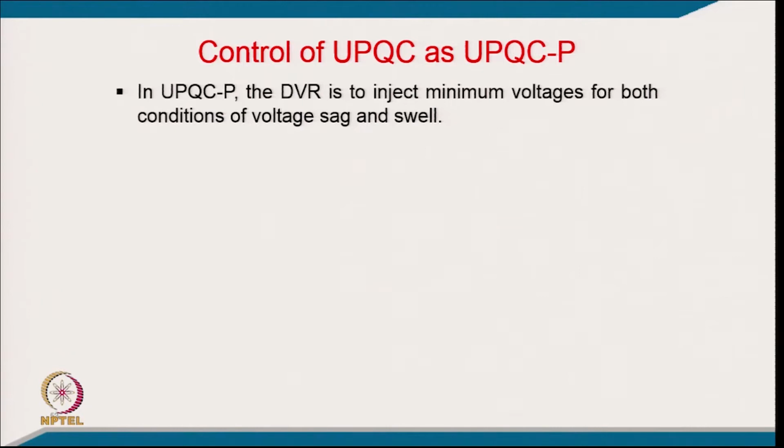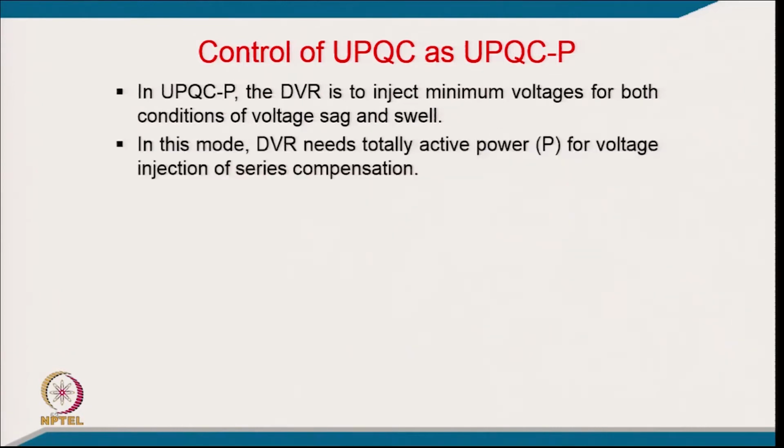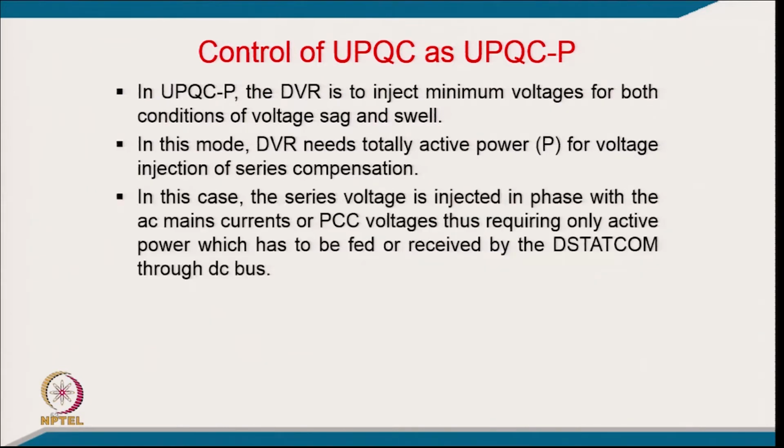So, coming to the control of UPQC as a UPQC-P, in UPQC-P the DVR injects the minimum voltage for the condition of voltage sag and swell, and in this mode the DVR injects the total active power for the voltage injection of series compensation.